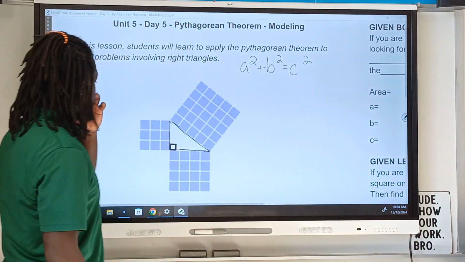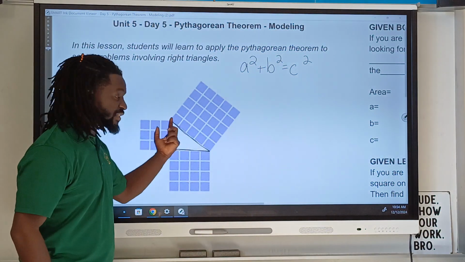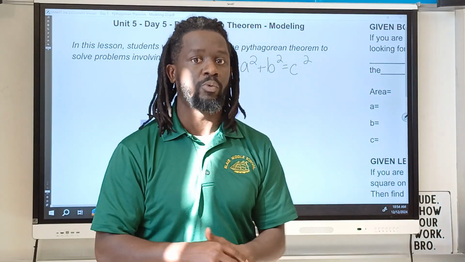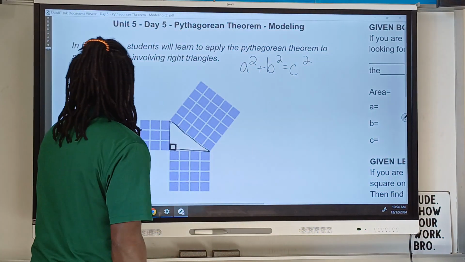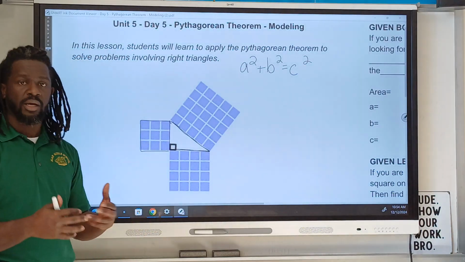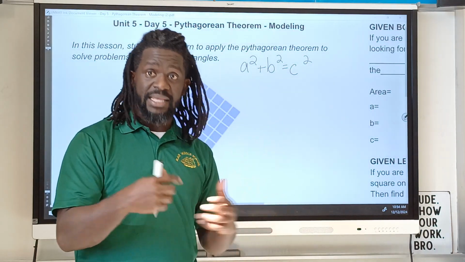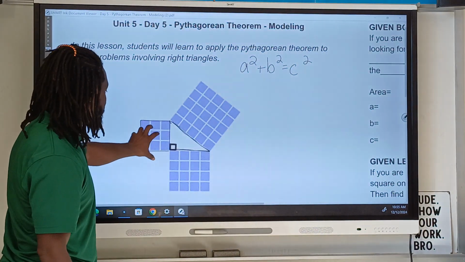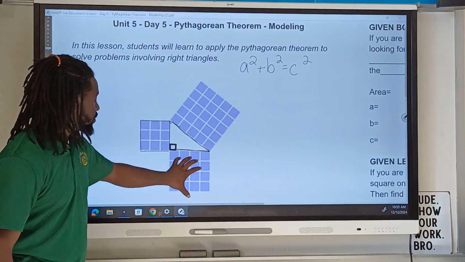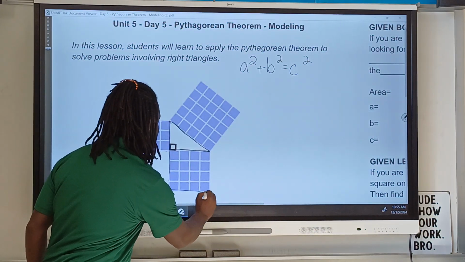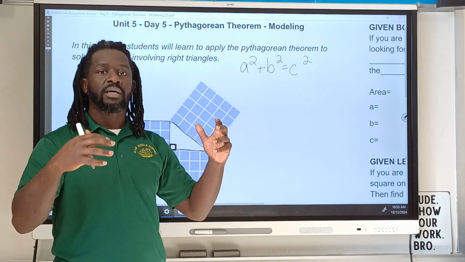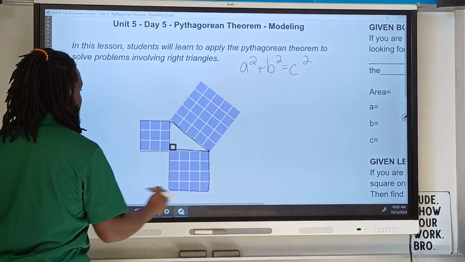Okay, and so in the last lesson, you were given two of the sides, and you were supposed to find the third one. Well, in this lesson today, you are now going to be given the square along each of the legs and the hypotenuse. And so we have this square, right? And we said last time that the area of the squares along the legs is equal to the area of the square along the hypotenuse, okay?